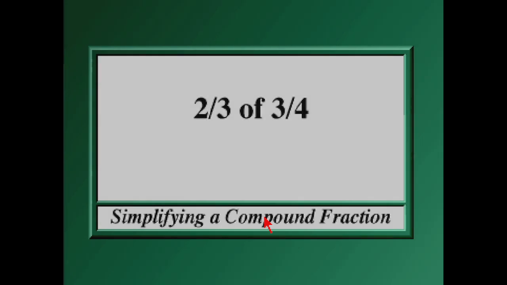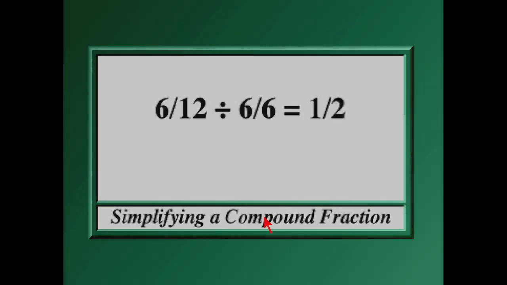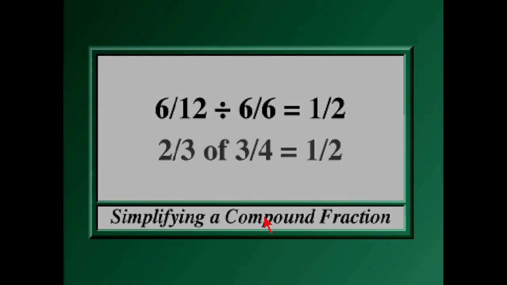To simplify the compound fraction 2/3 of 3/4, multiply the first numerator 2 by the second numerator 3. The product 6 becomes the numerator of the simplified fraction. Next, multiply the first denominator 3 by the second denominator 4. 12 results and becomes the denominator of the simplified fraction 6/12. 6/12 can be further reduced to its lowest term of 1/2. Thus, 2/3 of 3/4 is equivalent to 1/2.